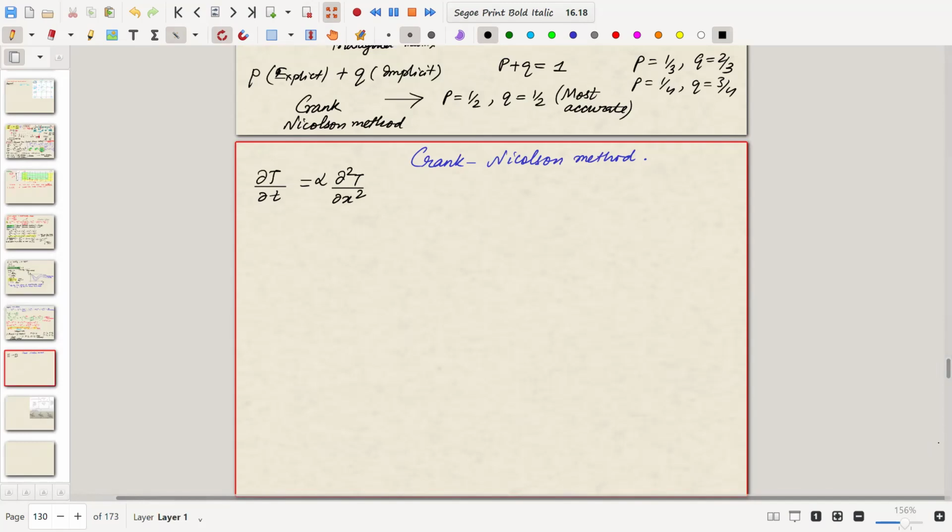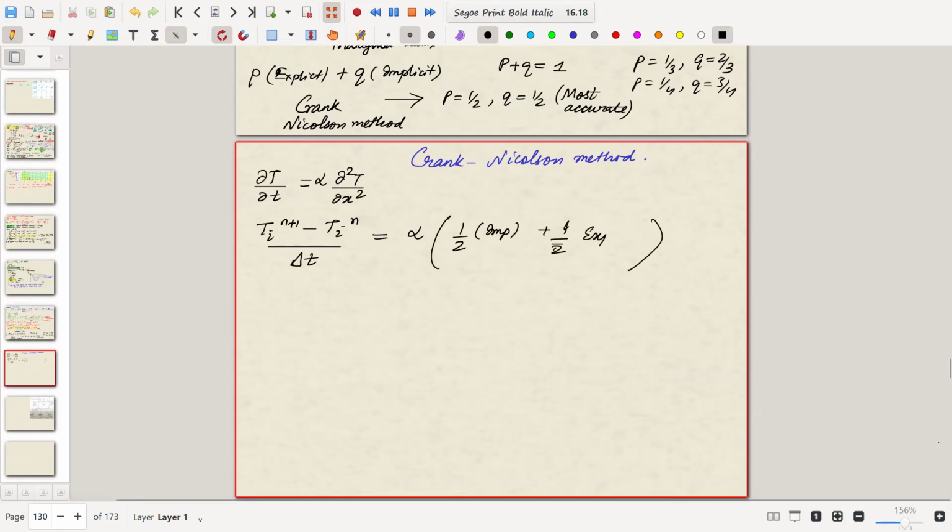Any ideas? As I told you, (T_i^(n+1) minus T_i^n) by delta t is equal to alpha times what? Exactly. Here you have to take 1 by 2 of both methods. Alpha times something. What is that something? Half of implicit plus half of explicit. Yes, so that is what I am going to write here.